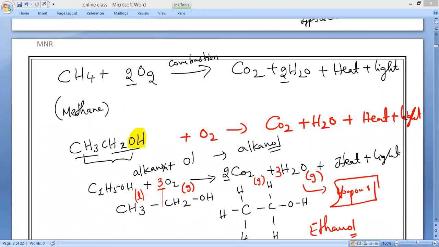And you remember all the carbon compounds, we can use them as fuels because they will burn in air by releasing a lot of heat energy. So that is what you all should understand.